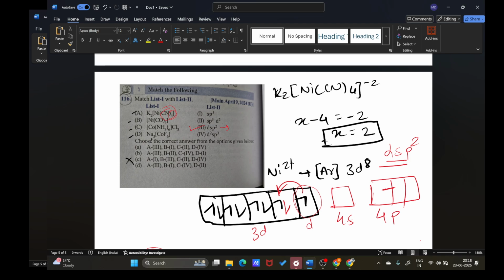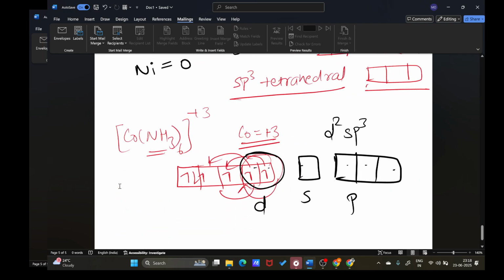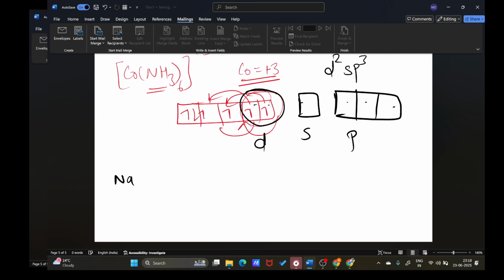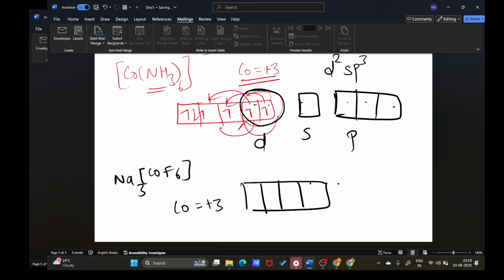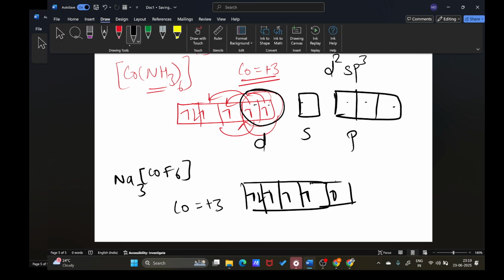Let's go and see the next option. Option number D, that is Na3[CoF6]. Fluorine is a weak field ligand, so it cannot cause pairing, right? If you solve for Na3[CoF6], you have Co in the +3 oxidation state. Again, you have 1, 2, 3, 4, 5, and 6 electrons. But here the problem is you have a weak field ligand. This is a weak field ligand, so it cannot cause pairing.